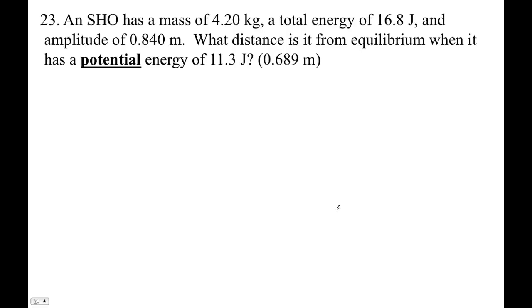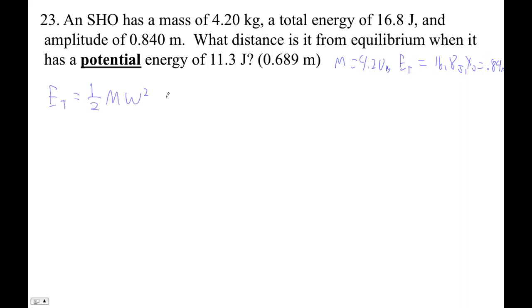Okay, so we know the mass, the total energy, and the amplitude is 0.84. That's joules, and that's kilograms. What distance is it when it's put? How are we going to do this? Oh, total energy. I think we're going to use this. They're telling us the total energy, so we have to use the formula for total energy, but how?